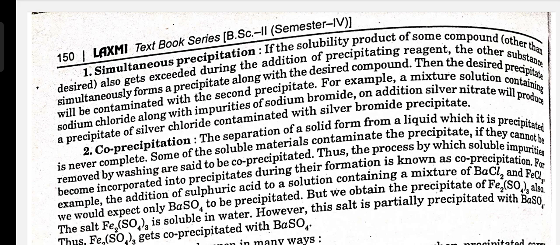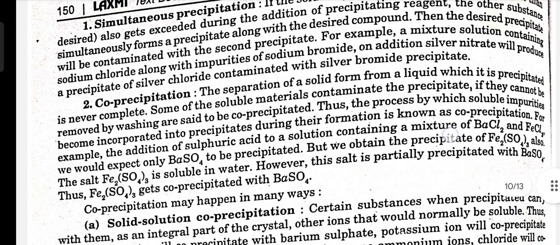Number 2, co-precipitation. The separation of a solid from a liquid from which it is precipitated is never complete. Some of the soluble materials contaminate the precipitate. If they cannot be removed by washing, they are said to be co-precipitated. Thus, the process by which soluble impurities become incorporated into the precipitate during its formation is known as co-precipitation. For example, the addition of sulfuric acid to a solution containing a mixture of BaCl2 and FeCl3. We should expect only BaSO4 to be precipitated, but we obtain a precipitate of Fe2(SO4)3 also. The salt is soluble in water. However, this salt is partially precipitating with BaSO4.